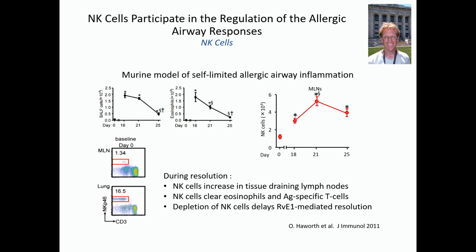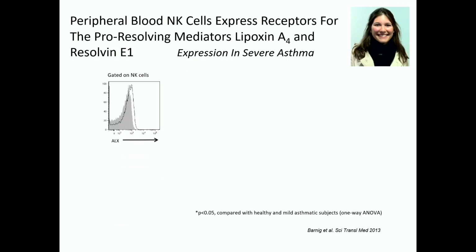They were increasing in lung and mediastinal lymph node. And these cells appeared to be important for the clearance of eosinophils and antigen-specific T cells. When you depleted these cells, it impacted adversely the ability of resolvin E1 to promote resolution. So they seem to be important cellular mediators of SPMs in this context.